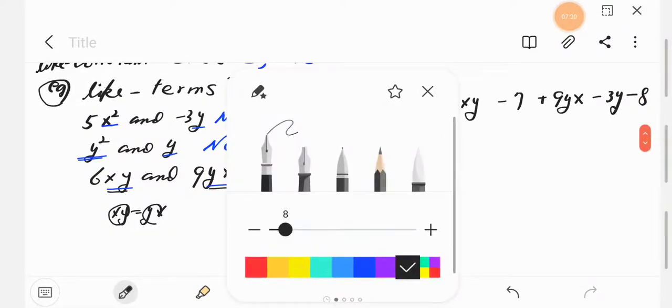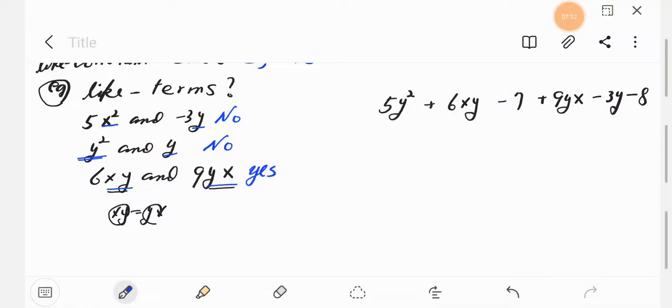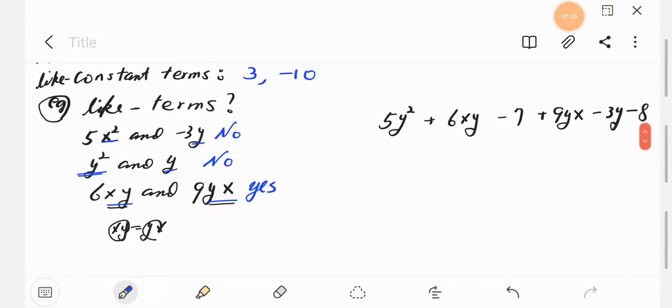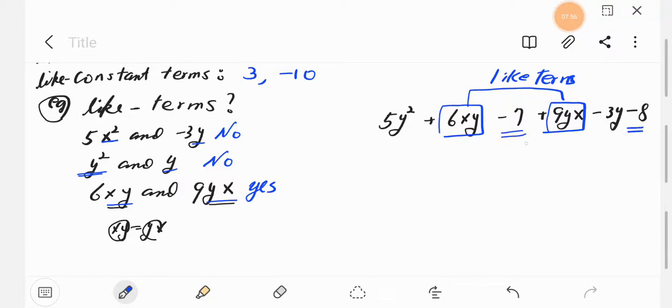Okay, let's find the like terms on the right hand side. So here is 6xy and 9yx. These two are the like terms. And the constants, of course: negative 7 and negative 8. These two are the like terms. And 5y squared and negative 3y are different, so they are just separate, different terms.